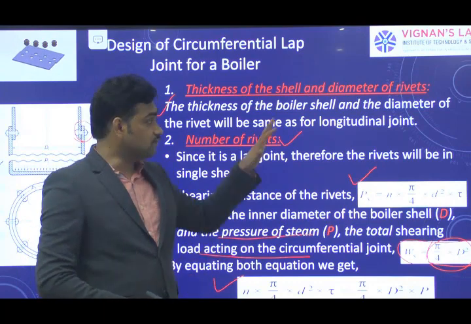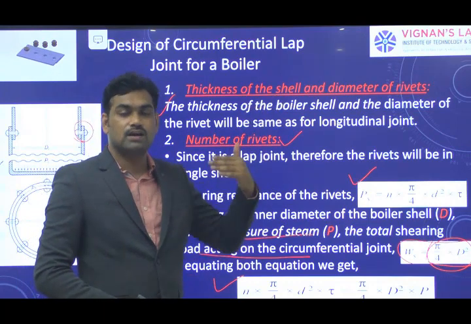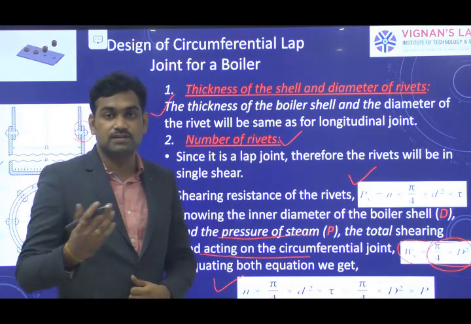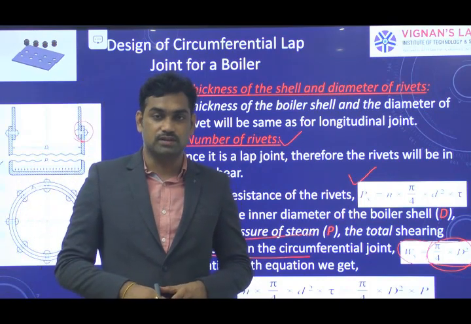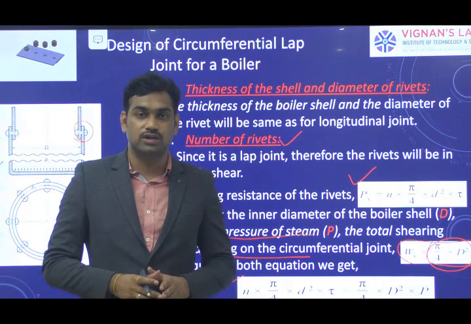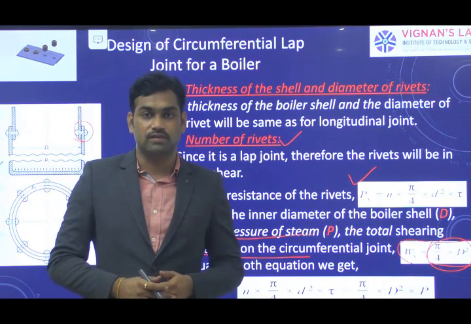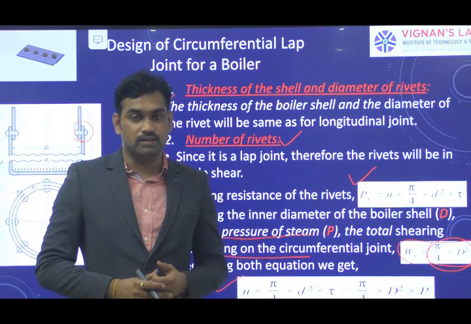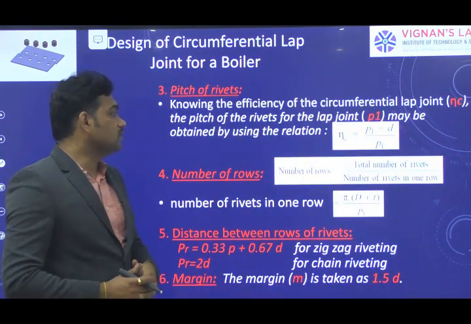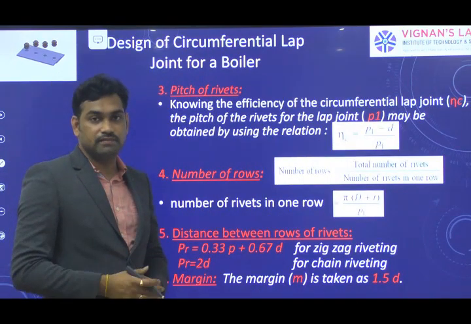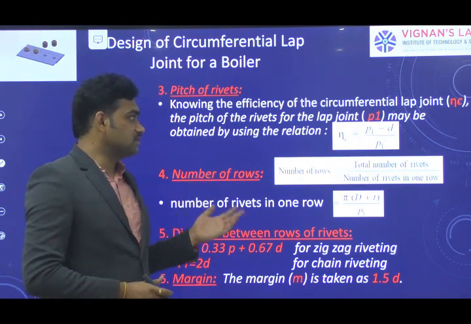You need to find out the first step: you can find the thickness and diameter. Third step, you can equate the shear strength of all rivets to the gas load due to the gas pressure inside the boiler. So by equating these two terms, you can get the number of rivets required in the joint. And next one, the pitch of rivets, that is the pitch between the rivets in the circumferential direction.